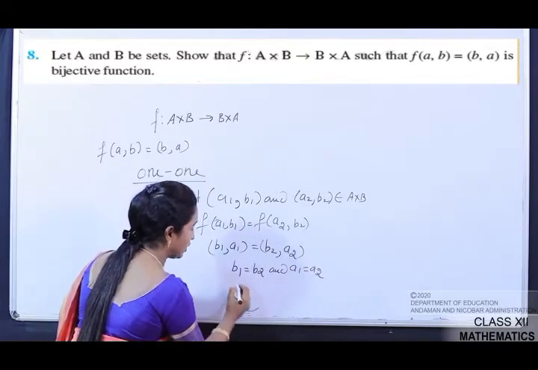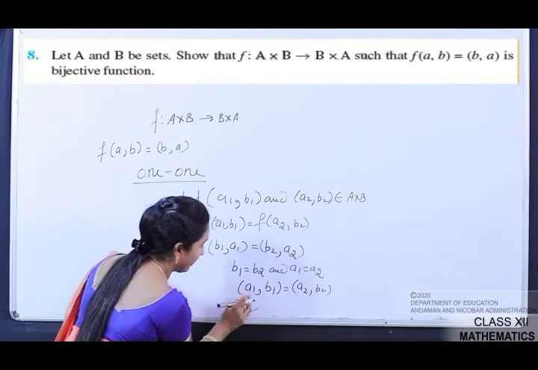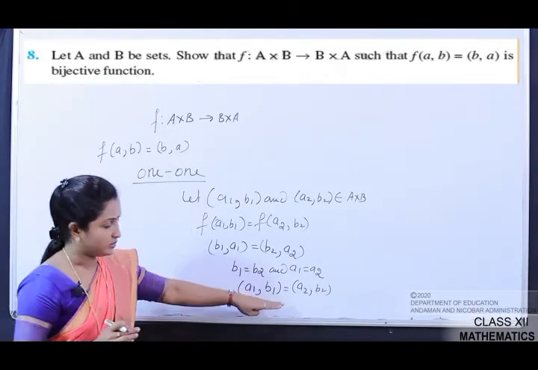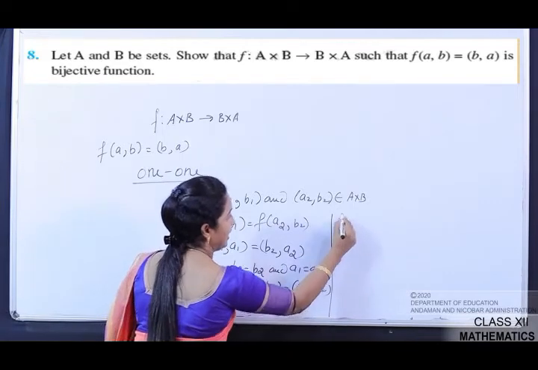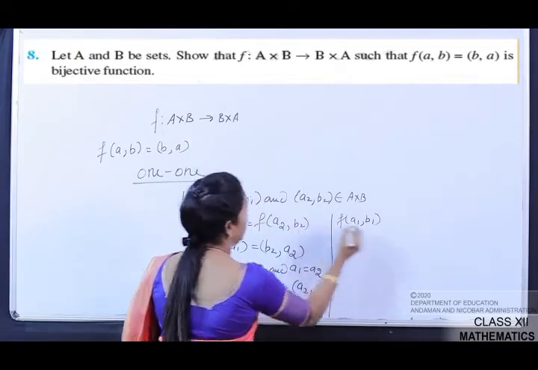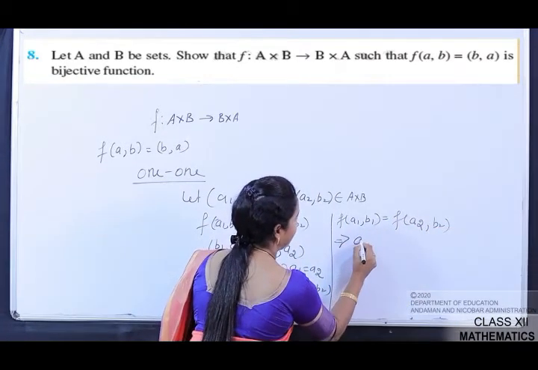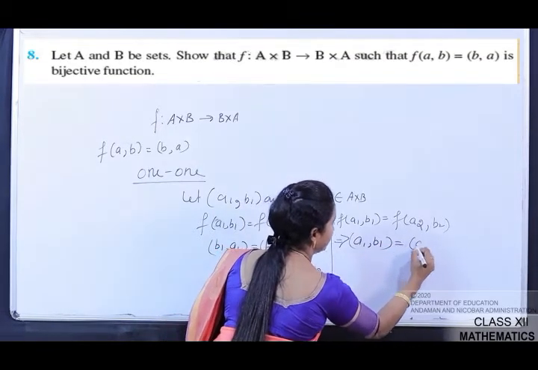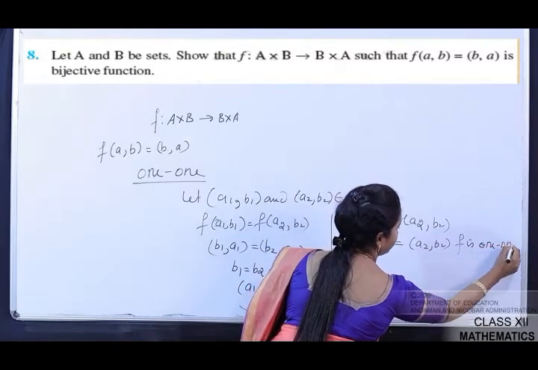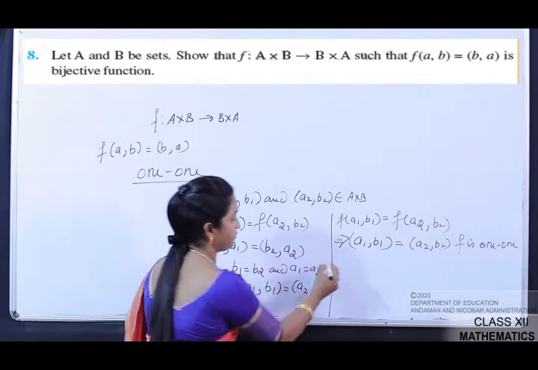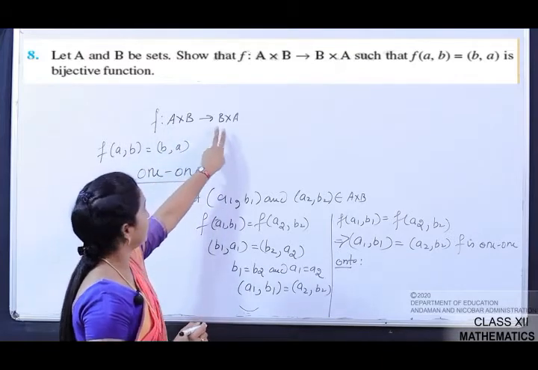That means when these two are equal, you can say that if you write down a1, b1, you can write down a2, b2, since a1 is equal to a2 and b1 is equal to b2. This result is okay. So you have proved that f of a1, b1 is equal to f of a2, b2 implies that a1, b1 is equal to a2, b2. So f is 1 to 1. Clear? Now you have to prove the function is onto.